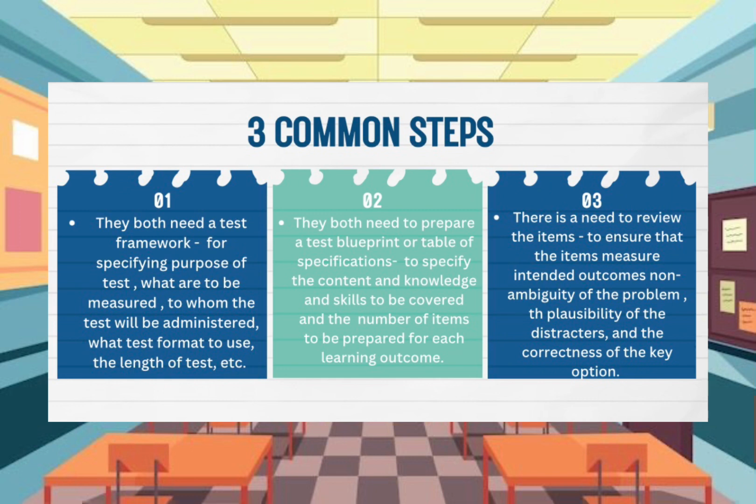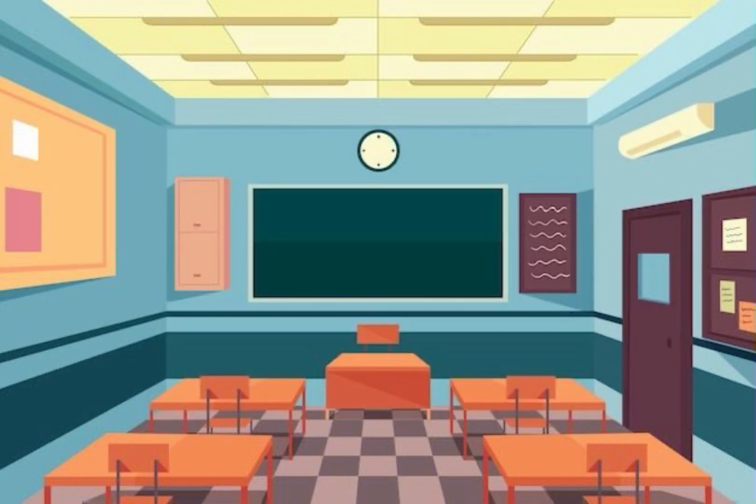And the last one, there is the need to review the items. Why do they need this? To ensure that the items measure intended outcomes, non-ambiguity of the problem, the plausibility of the distractors, and the correctness of the keyed option. So I will now discuss the development process for large-scale tests.